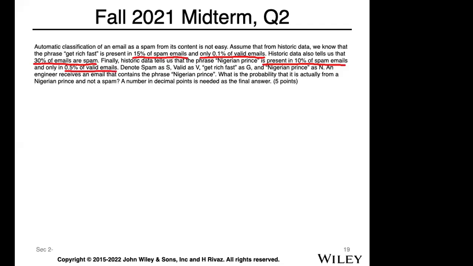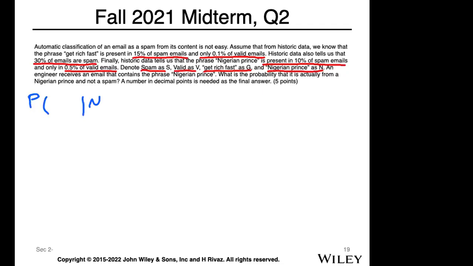10% of spam emails and only 0.5% of valid emails. Denote spam as S, valid as V, get rich fast as G, and Nigerian prince as N. An engineer receives an email that contains the phrase Nigerian prince. So we have to calculate the probability of something given that the phrase Nigerian prince was in it, so N.